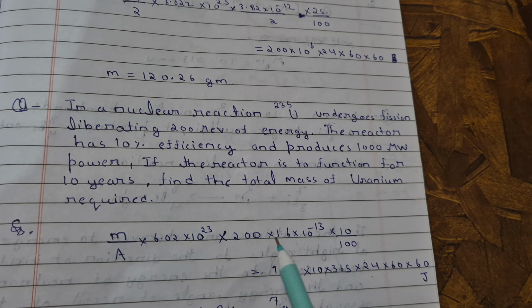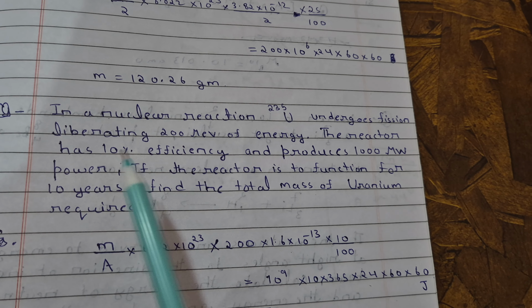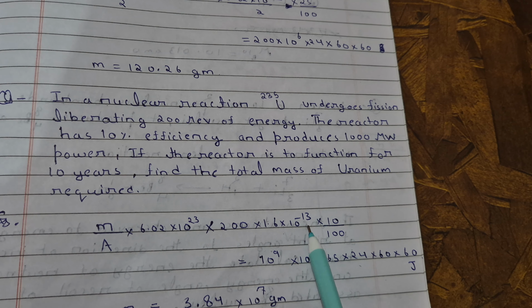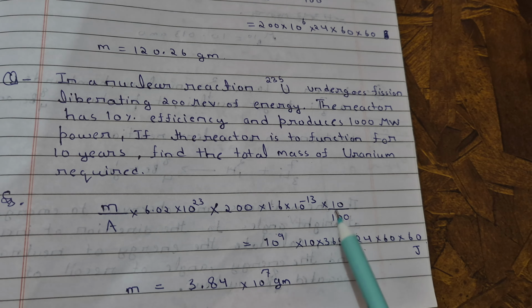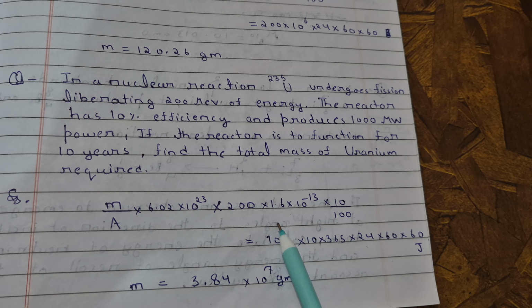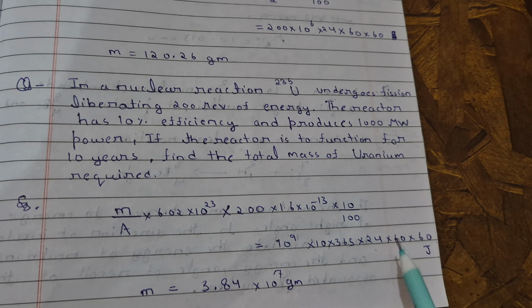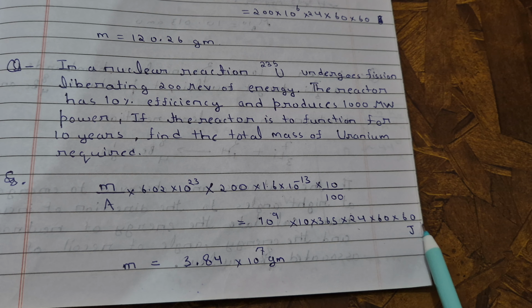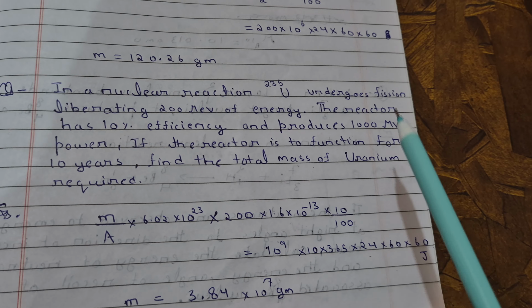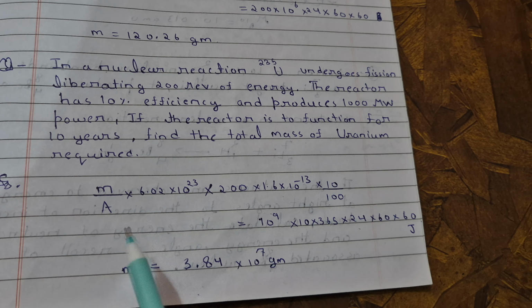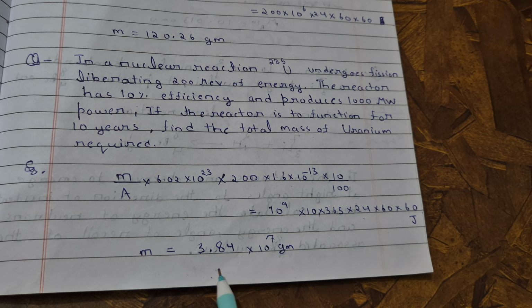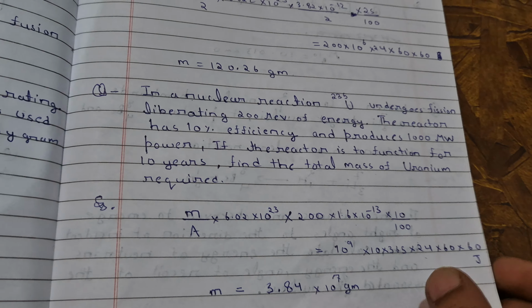So this is the energy radiated, and now the efficiency is only 10%. So for this energy, only the 10% amount is released. So 10 by 100 of this must be equal to that energy in 10 years. So 10 years is converted into seconds, and this is the 10 to the 9, the energy produced per second. So this must be equal to this, and you can find m, that will be 3.84 multiplied by 10 to the 7. This is a simple concept.